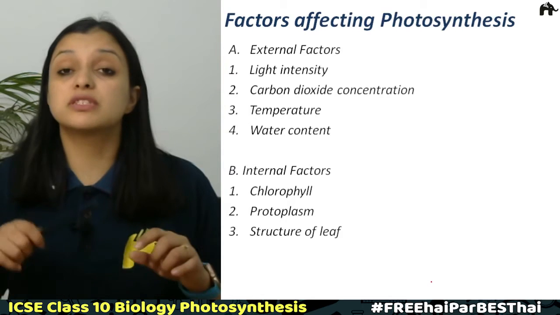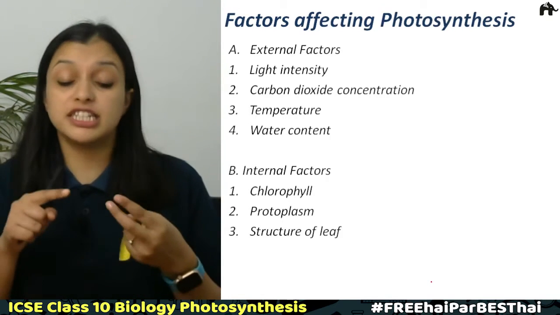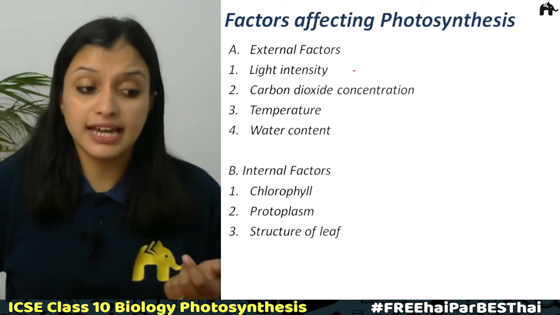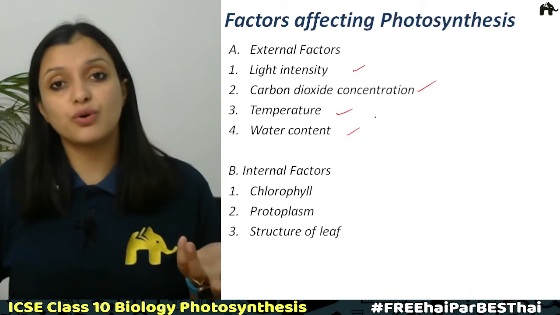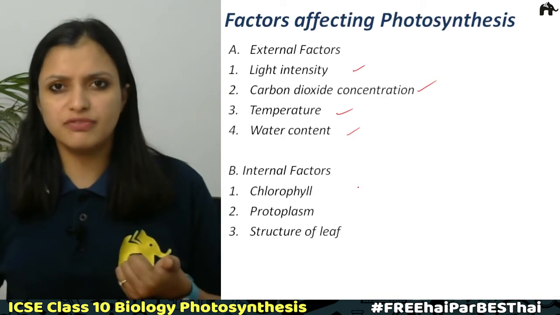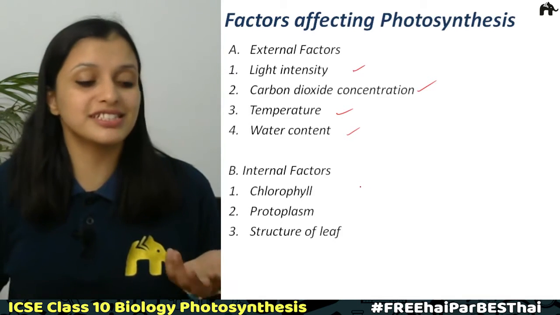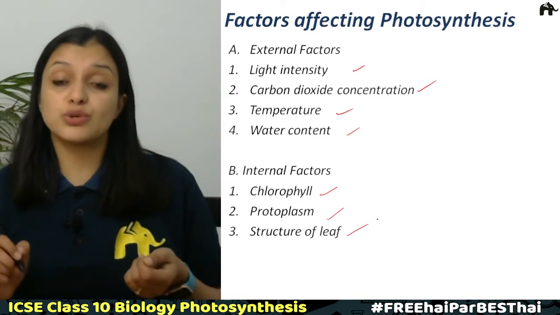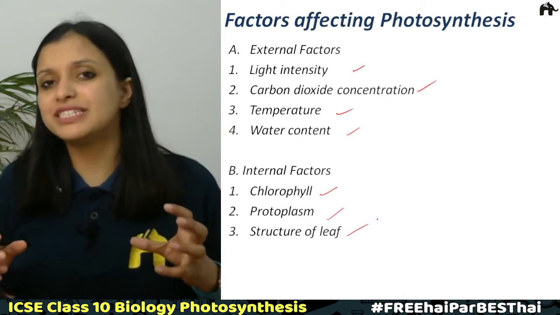Now next comes the factors that affect photosynthesis. There are some external factors and some internal factors. External factors are the light, the carbon dioxide concentration, temperature and the water content. Talking about the internal factors, what is present inside the plants that might affect photosynthesis? It is chlorophyll, protoplasm, and also the structure of the leaf. So let us discuss all of them in detail now.